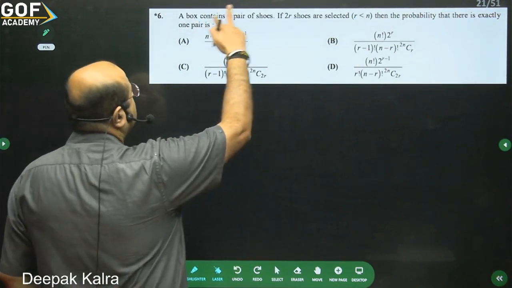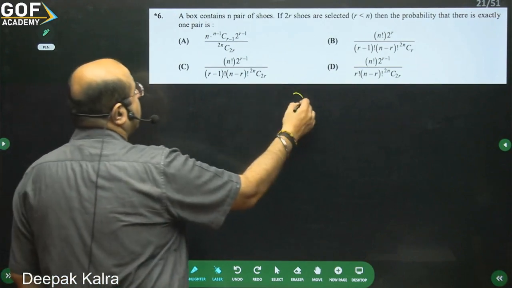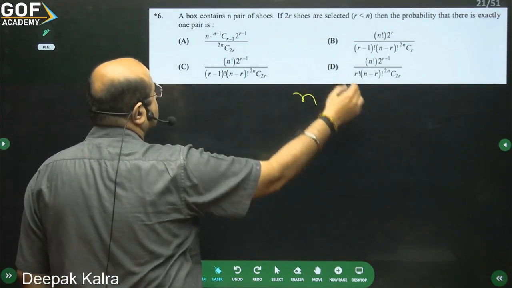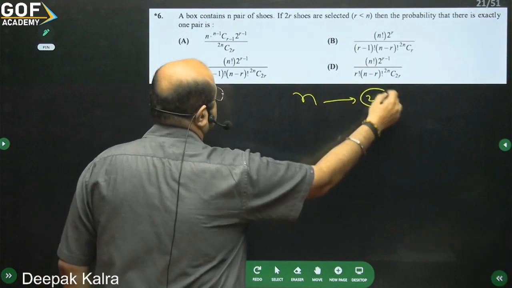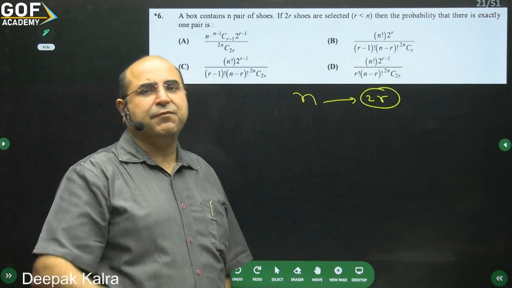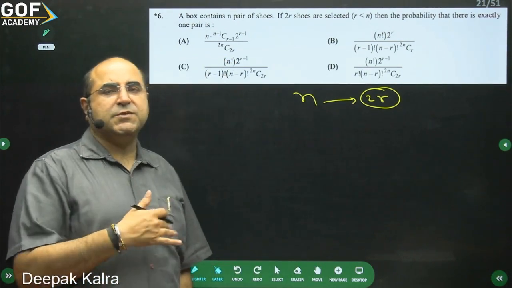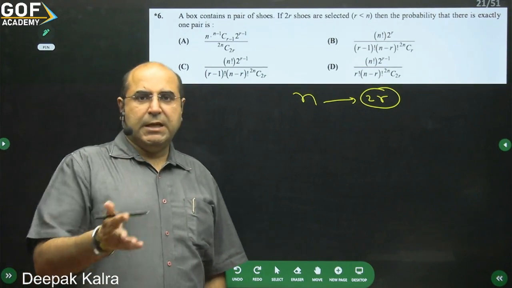Now you have a box that contains n pairs of shoes. n pairs of shoes are given and 2r shoes are to be selected out of it. It is a very important type of question which is given in general form. I'll give you the question in general form, and I'll make it a particular one.